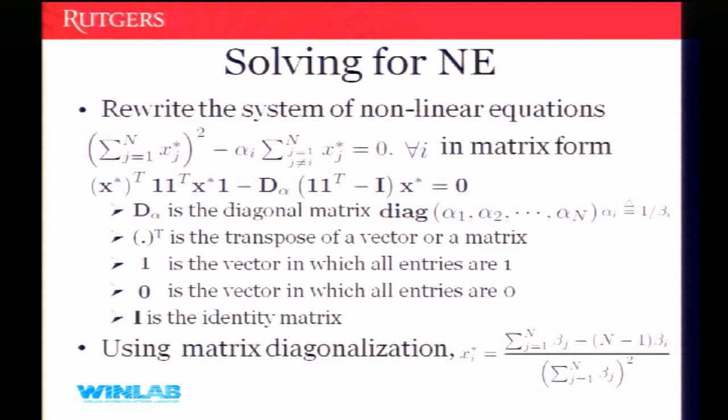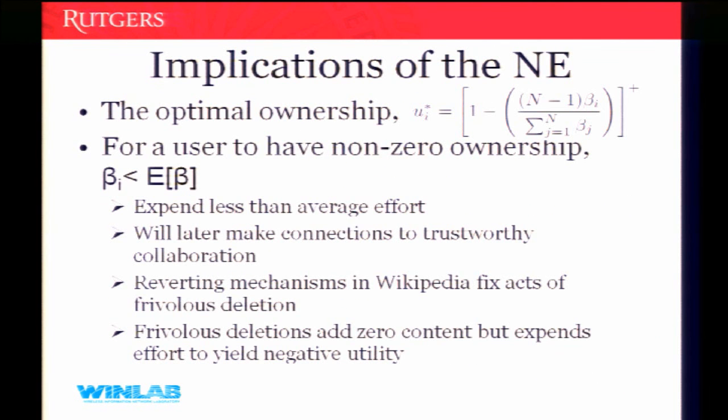When I go back and obtain the sentence ownership, it simplifies to something like this. The plus indicates that if it's negative, I make it 0. So people who have too high a cost just don't participate. Exactly. If beta i is too high, then they don't have any ownership in the page. Beta i, if you remember, was the amount of effort spent in making a unit contribution. So what it essentially says is, if a user has to put in too much effort to make a unit contribution, then that person's contribution won't really survive.